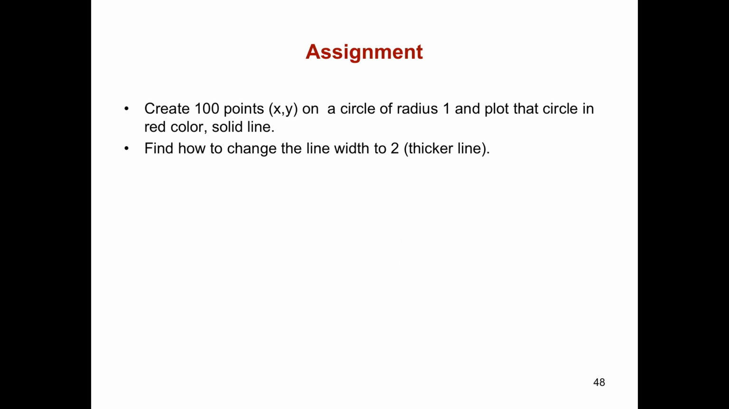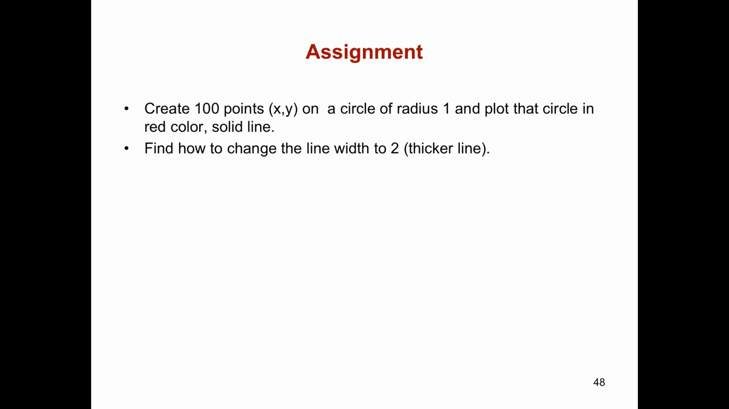So you will create 100 points XY that are on a circle of radius 1, and you will plot that circle in red color, so using a solid line. And you will also find how to change the line width to 2 for thicker lines. When you are presenting plots, especially in PowerPoints, thicker lines are better. So for this, you will need to remember how to parameterize a circle and create these 100 points X and Y. Sine and cosine functions are SIN and COS, just in case you need to use those to create points on a circle.